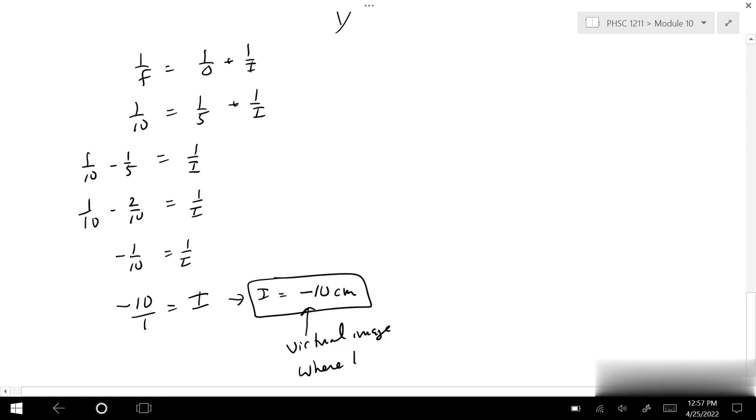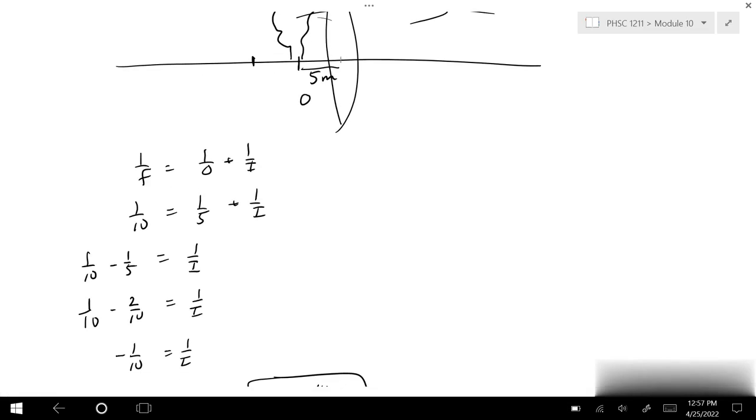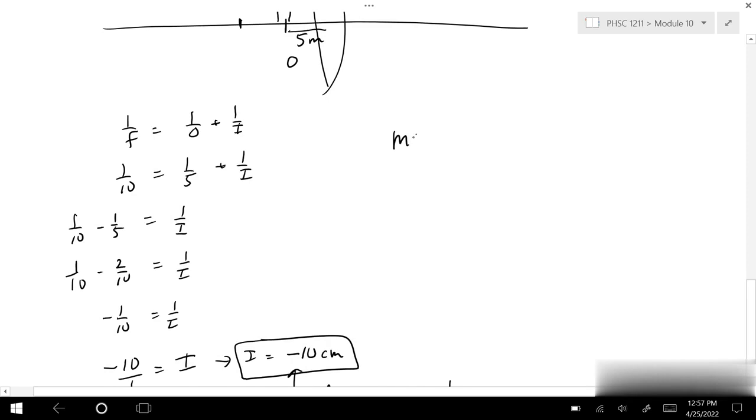So it's where light should not go. So for a lens, the light should go through, correct? So I would have real over here, but what happens is now light goes back. So if this is 5, my tree is here. If I have a virtual image, my light has gone backwards, which is not what it should do.